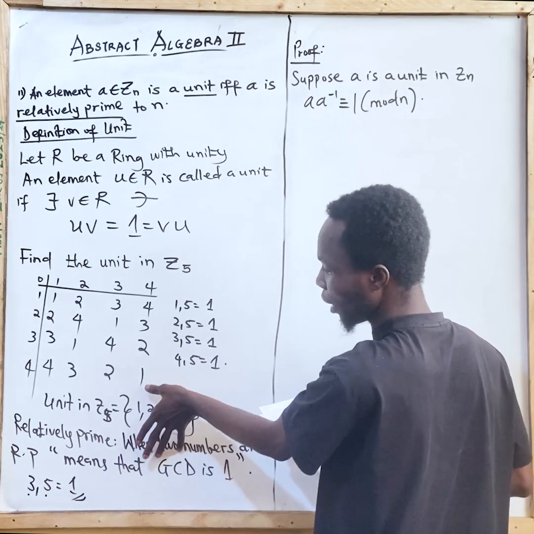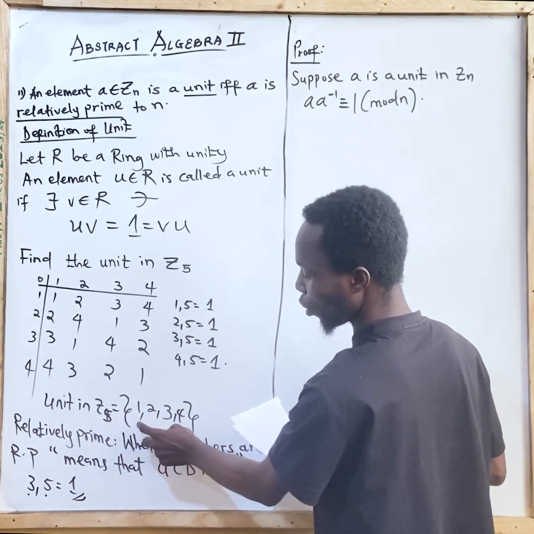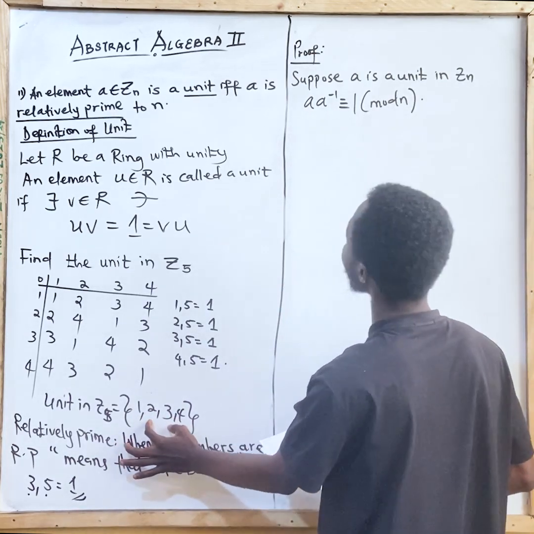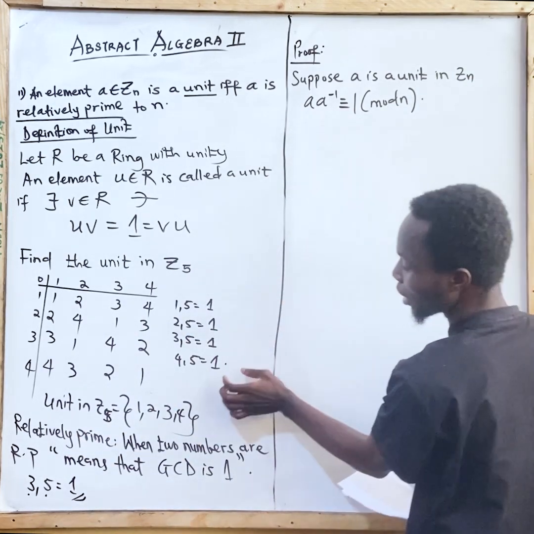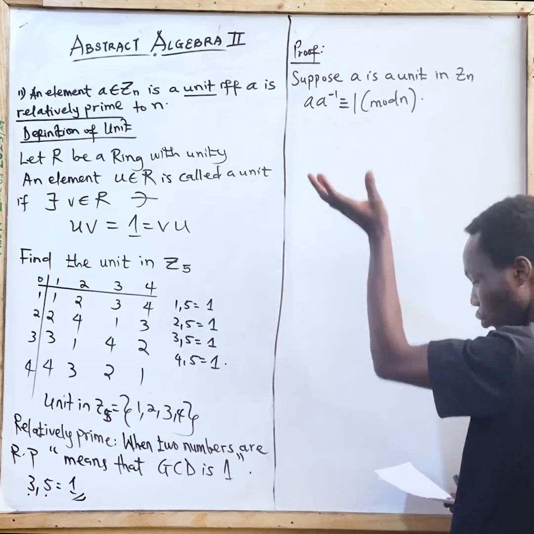For example, now from here, I'm looking for units in Z5 and I got 1, 2, 3, 4. So this A inverse represents all of these. The A itself represents this 5. So this 1 means that the greatest common divisor between them is just 1. I'm just representing them in modulo.